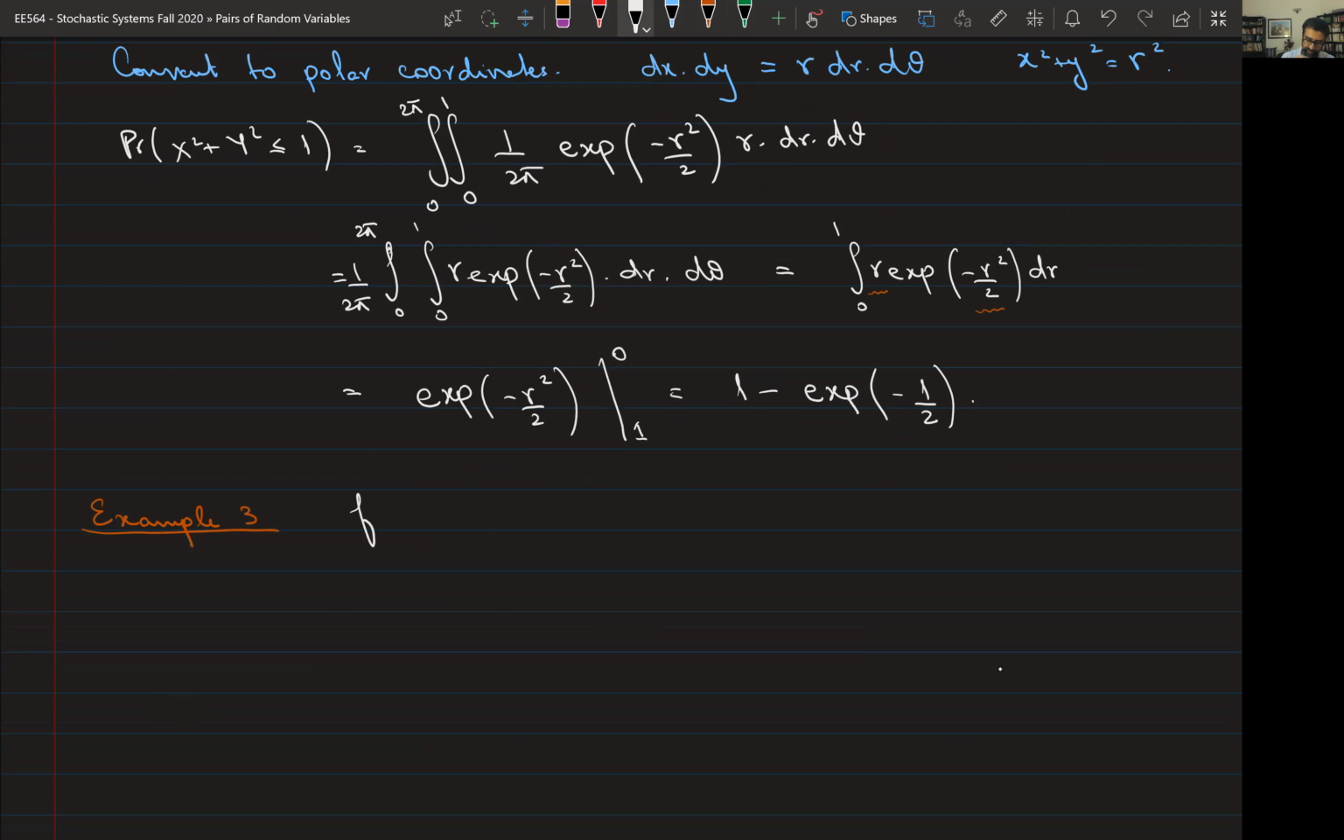So here's example 3: f of x, y equals half e raised to power minus x minus y by 2, times u of x times u of y. And you're required to find the probability that x is greater than y.